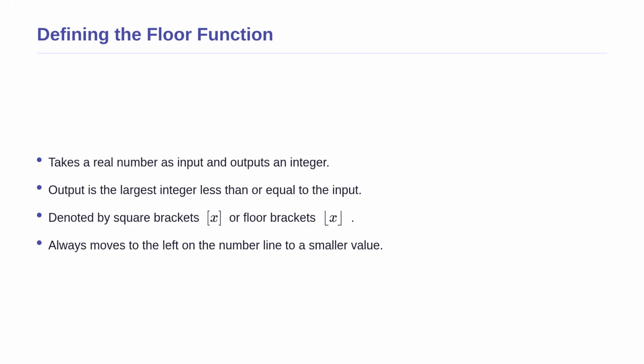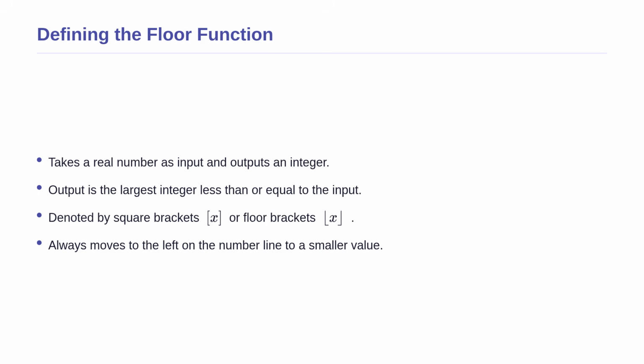Now that we have our staircase analogy, let us look at the formal mathematical definition. Why does this concept matter? In mathematics, we often need a reliable bridge between the continuous world of decimals and the discrete world of integers. The greatest integer function provides exactly that. It takes any real number as its input and outputs the largest integer that is less than or equal to that input. We usually write this function by placing the number inside square brackets or special floor brackets.